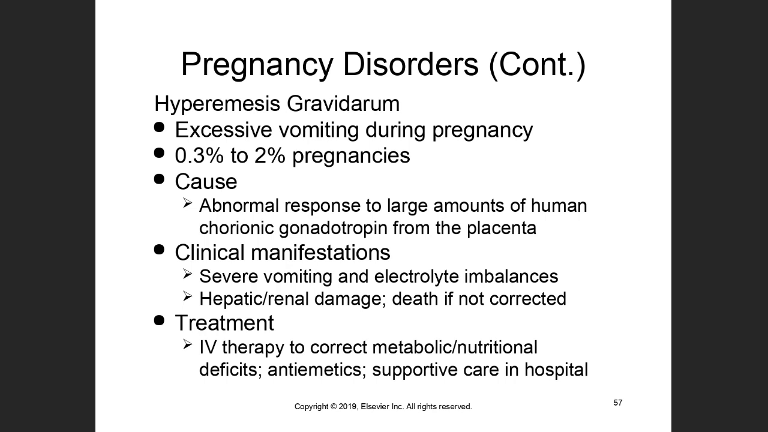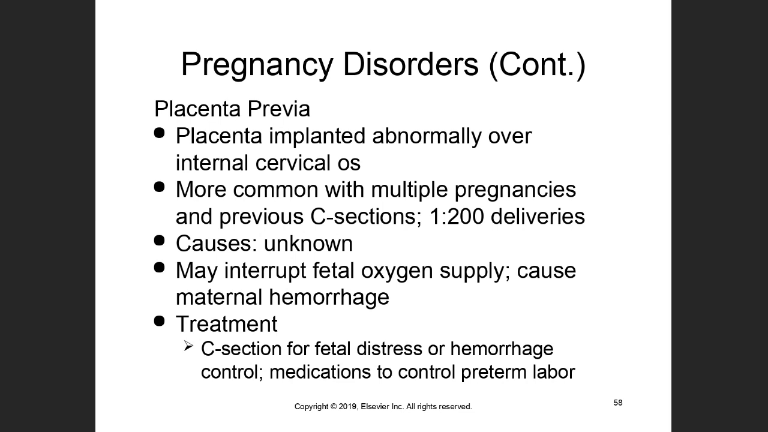Also, those patients develop hypertension, proteinuria, and ketonuria. It's not written right here, but those are some of the main characteristics. Treatment: IV therapy to correct the metabolic and nutritional deficit, and an antiemetic. You have to be very careful. There is only one antiemetic that you could use. You have to be very careful with pregnant women, because medications have categories for pregnancy.